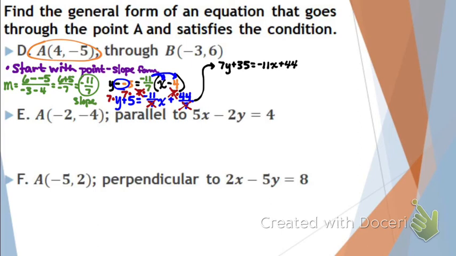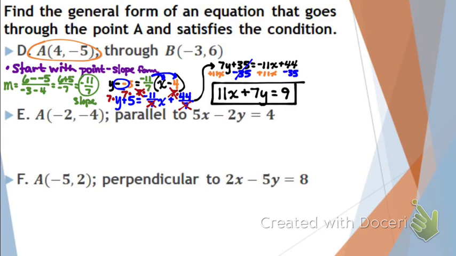Where to from here? Minus 35, add 11x. Yes, add 11x to both sides and subtract 35 from both sides. And so we get what as our standard form? 11x plus 7y equals 9. All right.